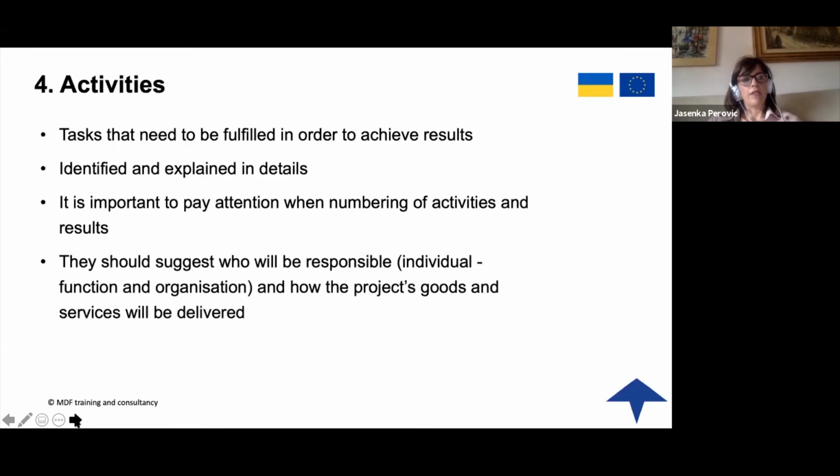And of course, activities: the tasks that need to be fulfilled in order to achieve results, identified and explained in detail, especially at the level of the full proposal. It is important to pay attention to the numbering of the activities and the results. So if there is a result 1, the activities belonging to that result will be 1-1, 1-2, depending on how many activities there are. They should suggest who will be responsible, individual, function, and organization, and how the project's goods and services will be delivered.